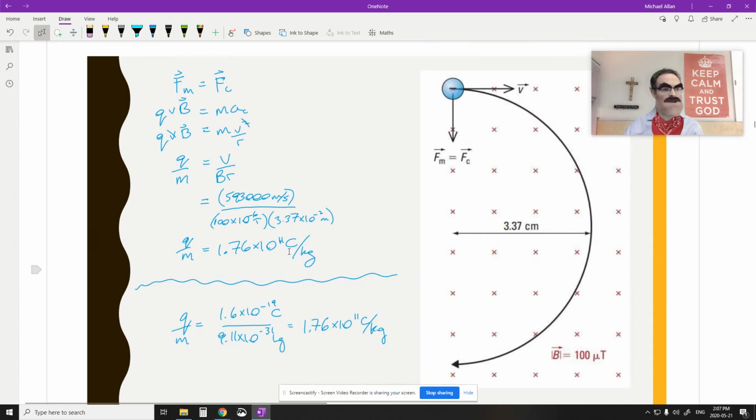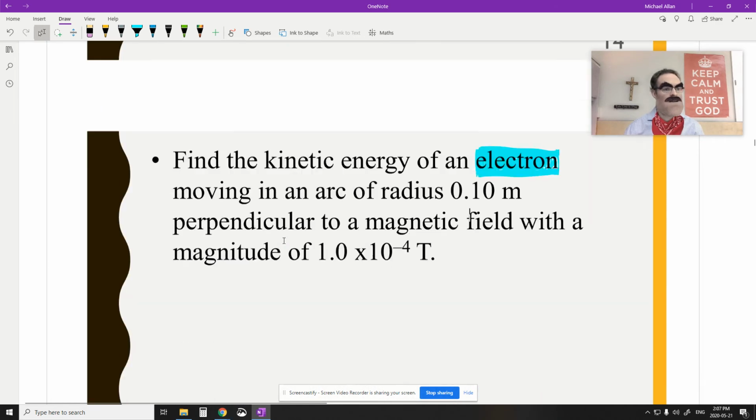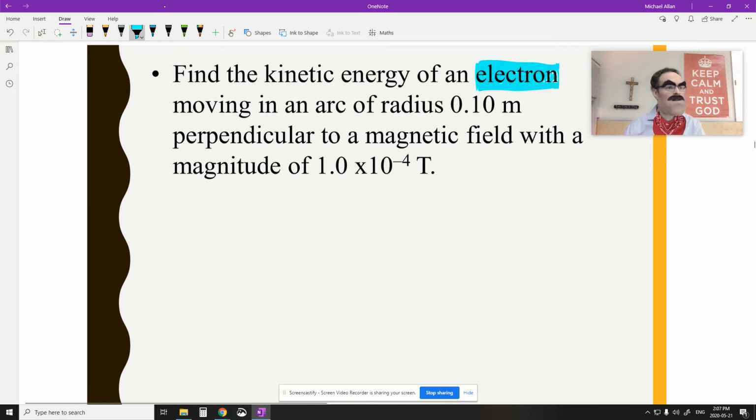Where did I put that number? Right here. This is 1.76 times 10 to the 11. So let's pretend that we are Dalton, or not Dalton, J.J. Thompson. So we know the charge to mass ratio. So I'm going to write that down. We know the magnetic field that this particle is in. We know the radius of curvature, according to this.